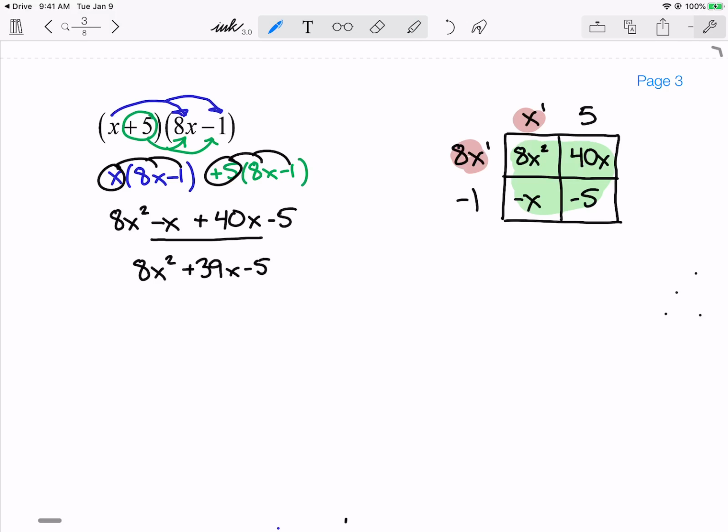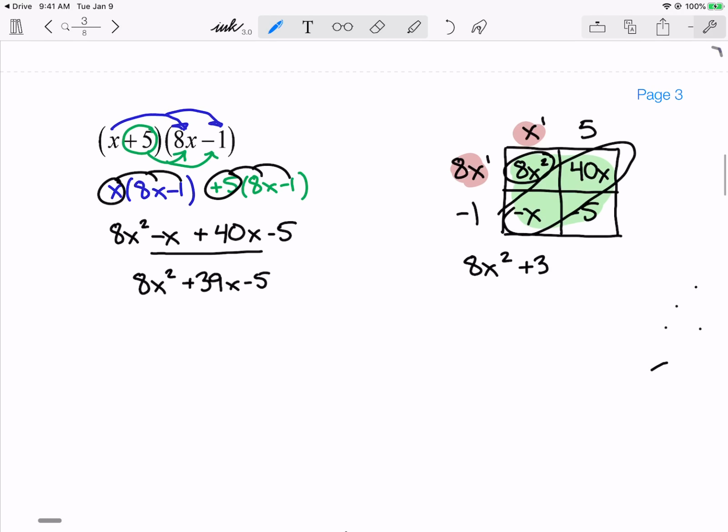Add them all together. Now you will notice that there's usually a diagonal pattern. So there's only an 8x squared. There's no other x squared terms. There's these two terms which are linear. So 40x minus x gives me plus 39x. And then I just have this lone negative 5. Okay, and I get the same result.